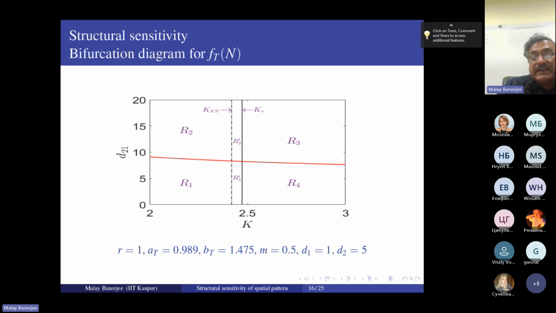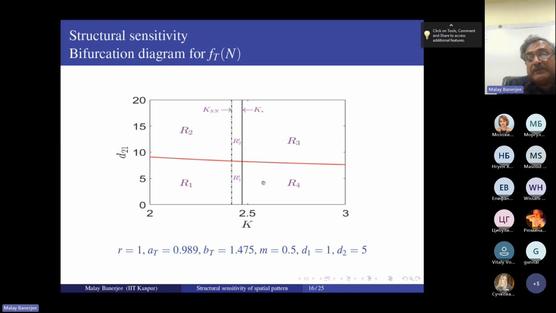And most interestingly, what we observed here is that in the literature, it was reported that spatiotemporal chaos can be observed for parameter values which lie on the right-hand side of the Hopf bifurcation threshold.